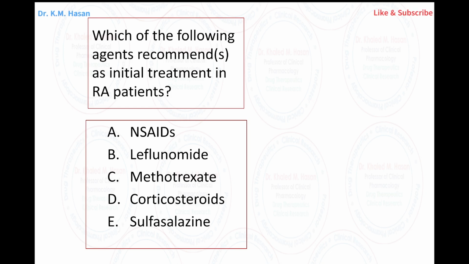So we have a practice question here. Which of the following agents is recommended as initial treatment for a rheumatoid arthritis patient? We are asking about initial treatment. NSAID, leflunomide, methotrexate, cortisone, or sulfonamide. Which one is the first-line, initial therapy when you diagnose a patient with rheumatoid arthritis? Let me know your answer in the description box.